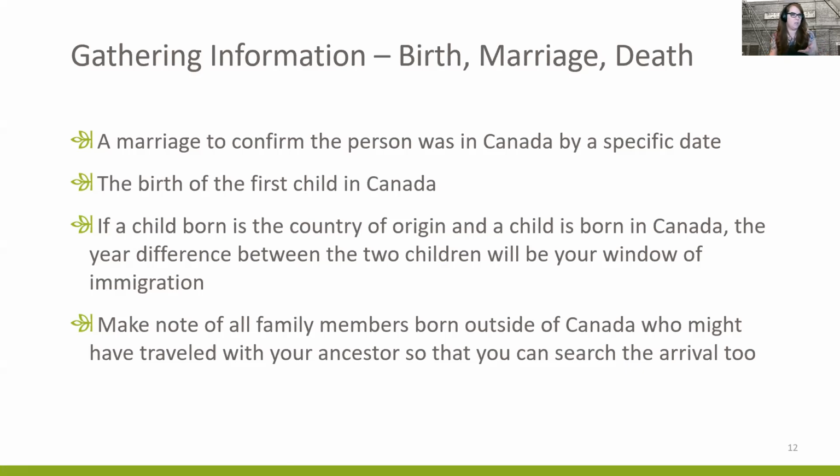So for instance, I was recently working with a patron, and they said that they were pretty confident that the person came in 1928, but I found a marriage record for them in 1926. So that moved my research parameters back. The birth of a child in Canada can be a good indication of when the family arrived.